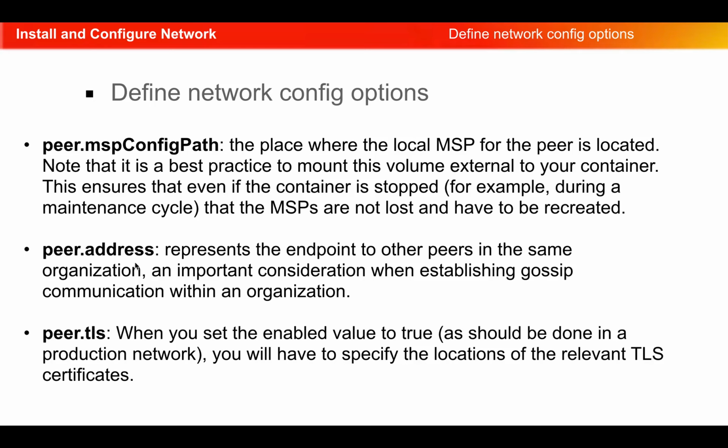You have peer.address, which represents the endpoint to other peers in the same organization. This is important to establish gossip communication within the organization. Gossip communication is necessary to identify the other peers that are present in the organization. Then you have peer.tls. When you set this to enabled, or true, you have to specify the location of the relevant TLS certificates.